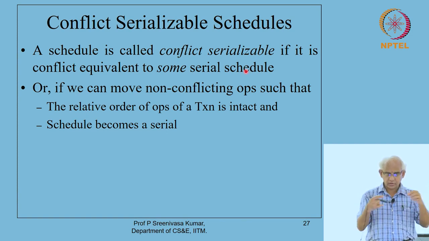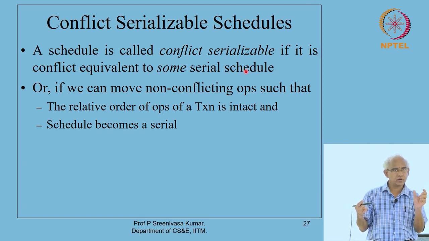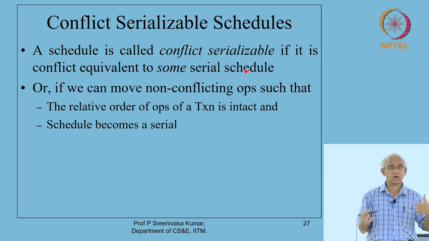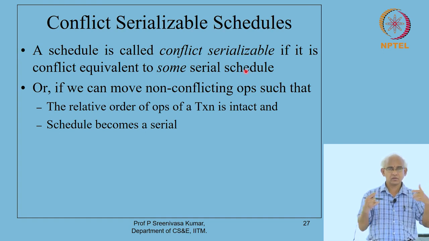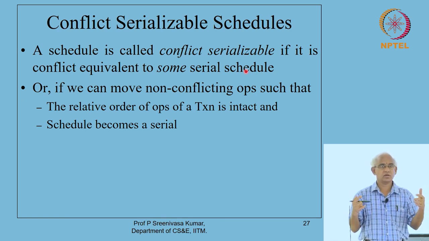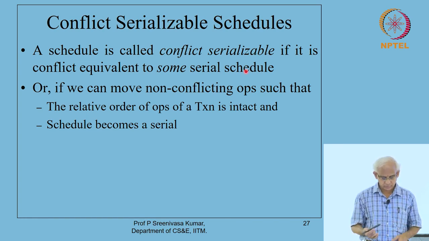So in this particular schedule, which we are calling a conflict serializable schedule, the conflicting pairs of operations are occurring in the same order as they occur in some serial schedule. So, in effect, the effect of this conflict serializable schedule is in some sense equivalent to the serial schedule to which it is conflict equivalent. That is what we are going to make use of.